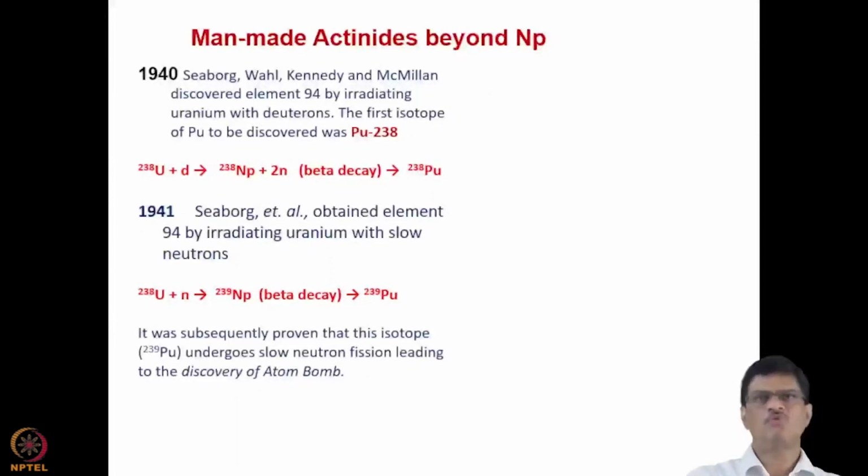Subsequently, of course, plutonium-239 was discovered by Seaborg et al., again by irradiating uranium with slow neutrons, and this is the reaction. Uranium-238 captures a neutron giving neptunium-239, as we have already seen, and it undergoes beta decay giving plutonium-239. So this plutonium-239 is very, very important. It is a fissile isotope of plutonium. It is used in our reactors, and subsequently it was used in the atom bomb.